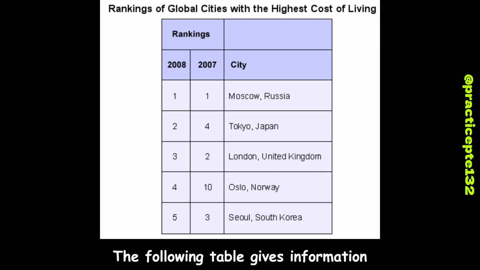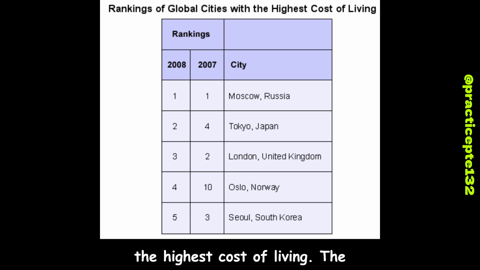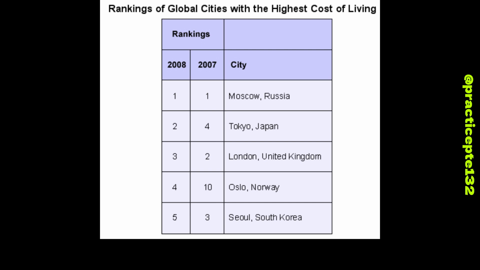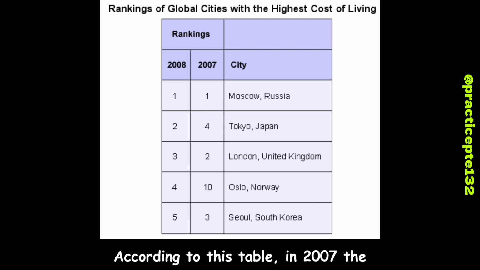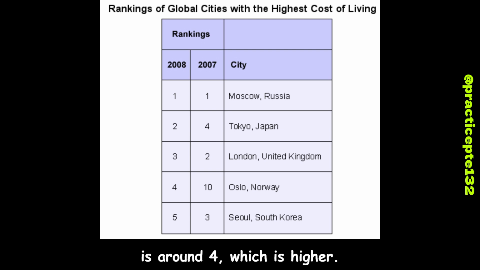The following table gives information about the rankings of global cities with the highest cost of living. The items include rankings, city and the year. According to this table, in 2007, the ranking of London is around 3. And in 2007, the ranking of Tokyo is around 4, which is higher.